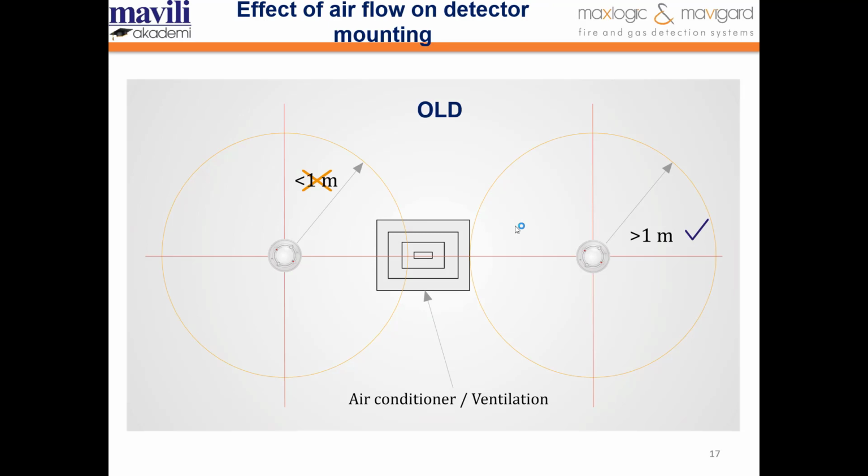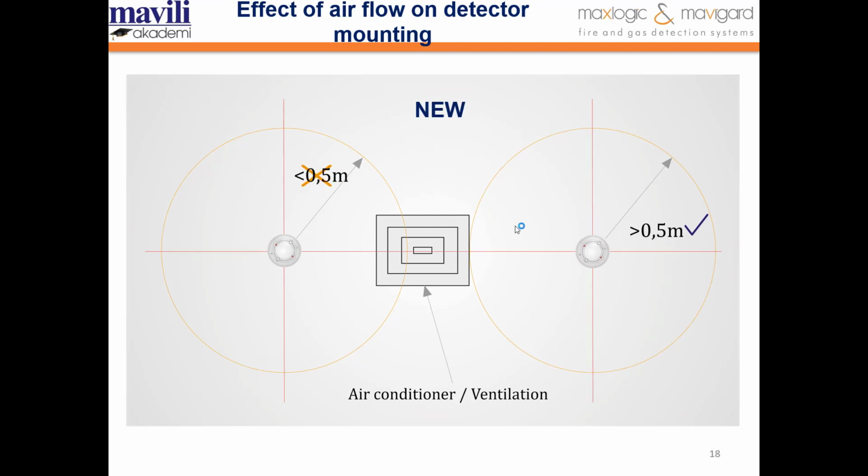Effect of airflow on detector mounting. For the old standards, particular attention should be paid to effects of airflow on the detector if the detector is placed within 1 meter of any air intake or in an area with airflow greater than 1 meter per second. For the new standards, point detectors should not be installed within 0.5 meter of any high velocity weather grill where the air velocity is greater than 0.5 meter per second.